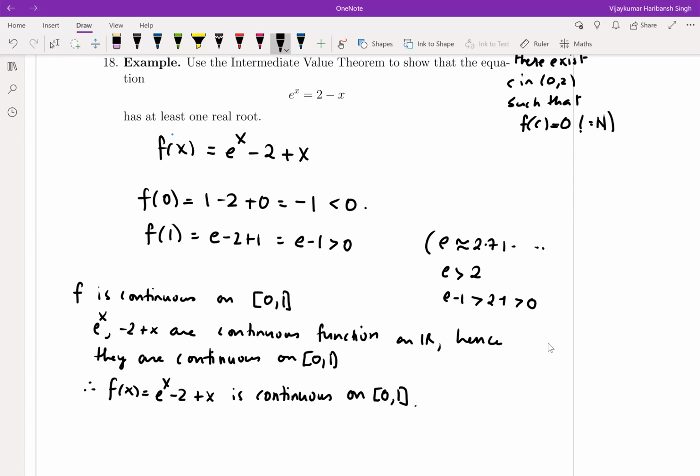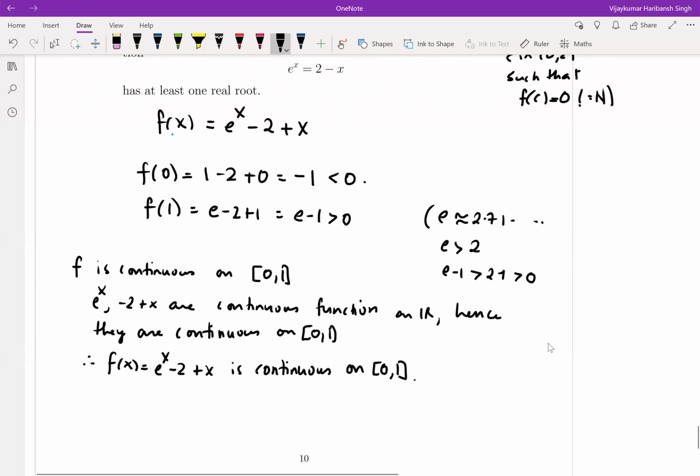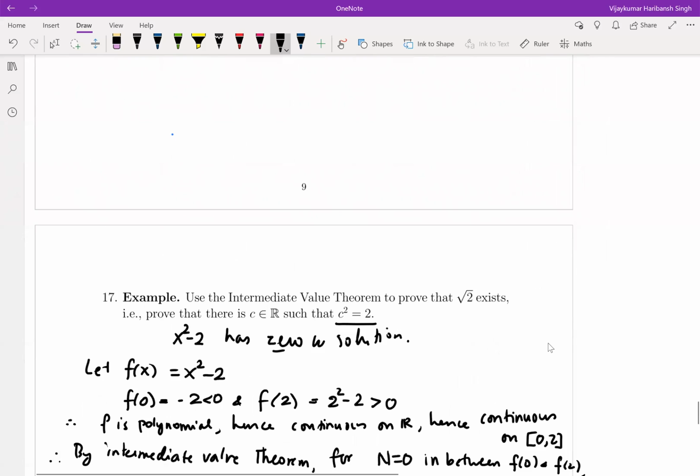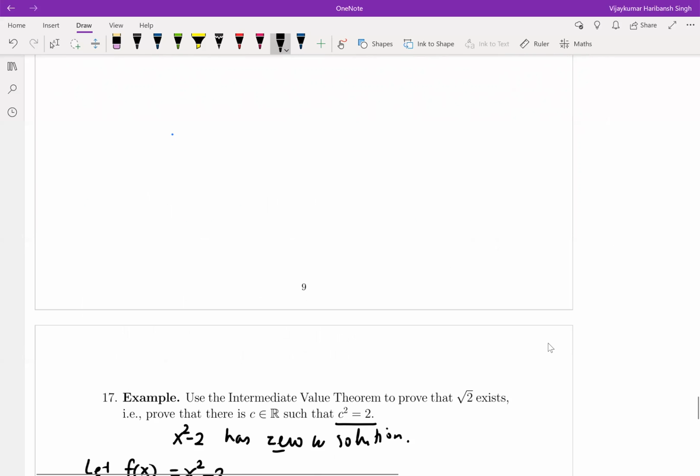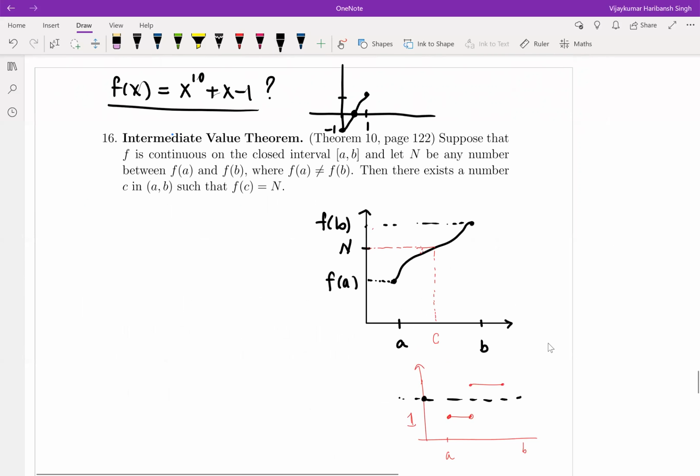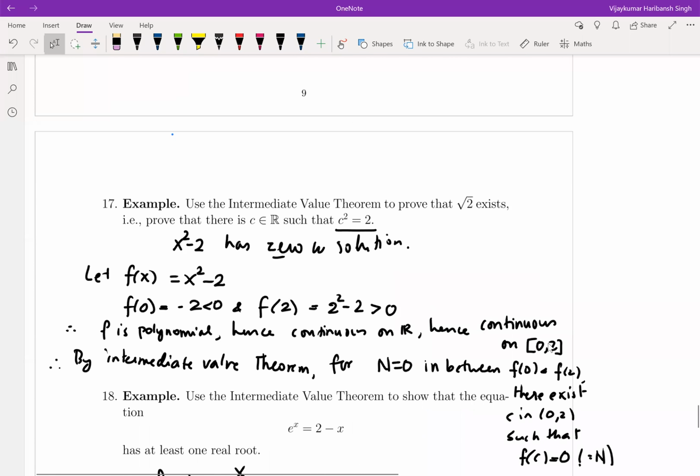Whenever you want to use a theorem, all the hypotheses or requirements for the theorem should be satisfied. It's like if you want to cook a chicken curry, you need every ingredient of it. Same way, we need all the components of the theorem, all the hypotheses, to be true to be able to apply it. So we got a continuous function on a closed interval 0, 1, and let n be any number. We are choosing here n to be 0.